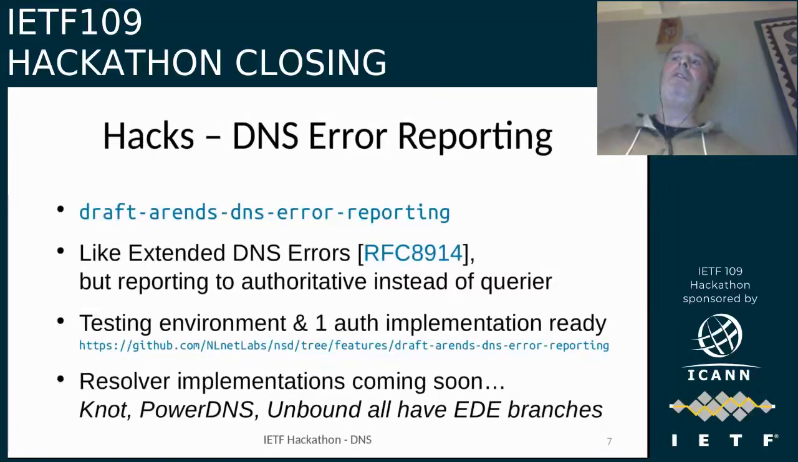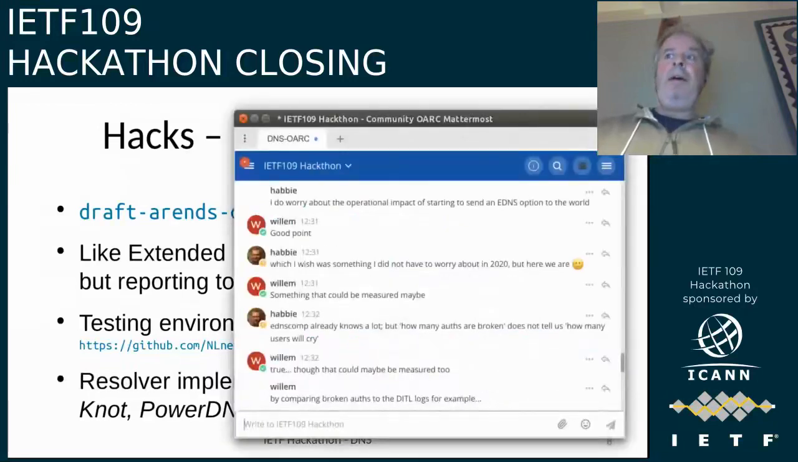So there's another side. You also need resolvers that send the EDNS option to the authoritative, saying I'm willing to report errors to the report server. Although many of the resolver implementations already have the extended DNS errors, we did not have an implementation yet which reported to a specific reporting server. But there was other interesting discussion in the chat on what that would entail, if it would work in practice, and also how we could measure if this would work in practice.